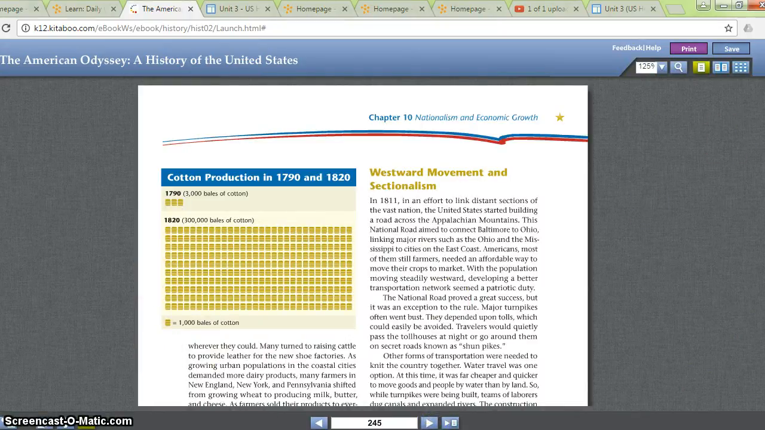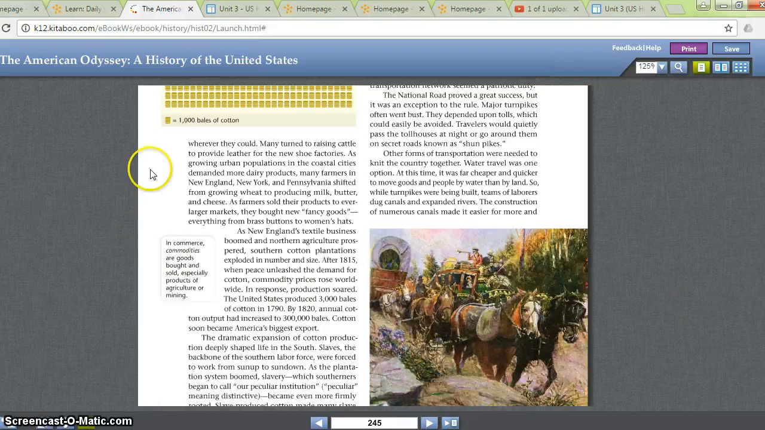Wherever they could, many turned to raising cattle to provide leather for the new shoe factories. As growing urban populations in the coastal cities demanded more dairy products, many farmers in New England, New York, and Pennsylvania shifted from growing wheat to producing milk, butter, and cheese. As farmers sold their products to ever larger markets, they bought new fancy goods, everything from brass buttons to women's hats. As New England's textile business boomed and northern agriculture prospered, southern cotton plantations exploded in number and size.